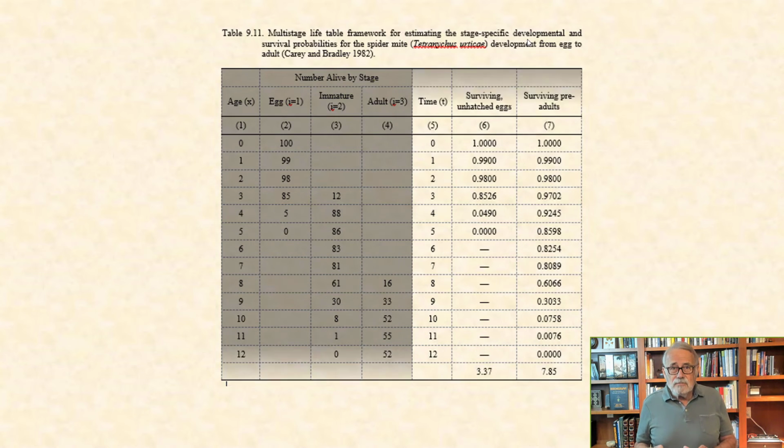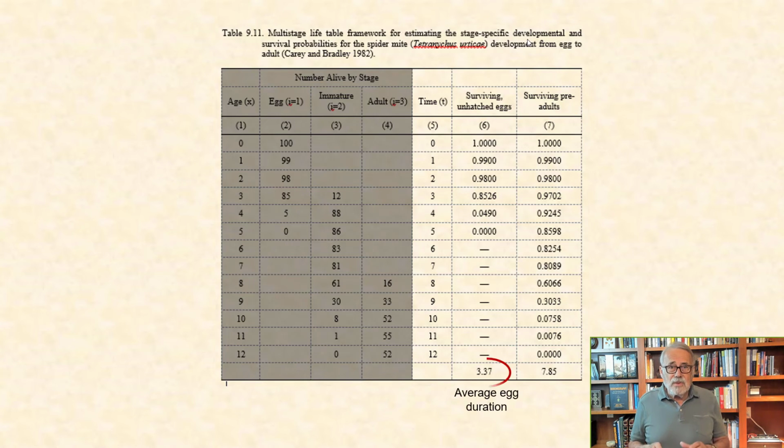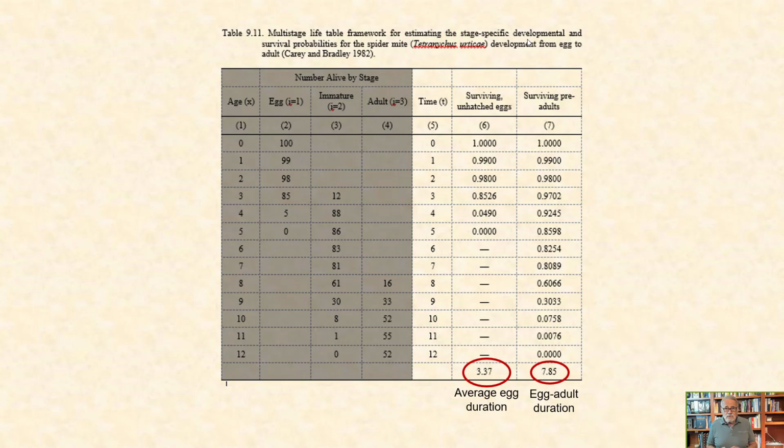In the rightmost subtable, there is time in column 5, which corresponds to the age in column 1. In the next column, we have surviving and unhatched eggs, and in the last column, we have surviving pre-adults. Note at the bottom that the sum of the survival schedule of the eggs yields the average egg duration of 3.37 days. We sum the entire survival schedule to yield the egg to adult duration of 7.85 days. Subtracting the former number from the latter yields the immature duration of 4.48 days.